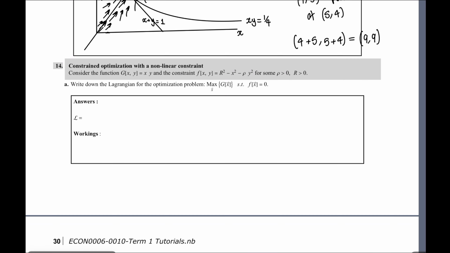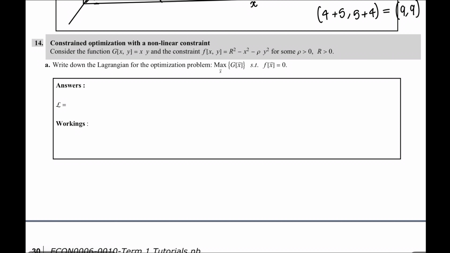Cool, moving on. We have a constrained optimization with a non-linear constraint. Consider the function g of x, y equal to xy, and the constraint f of x, y equal to r squared minus x squared minus p y squared, for some value of p which is greater than 0, and some value of r which is also greater than 0.